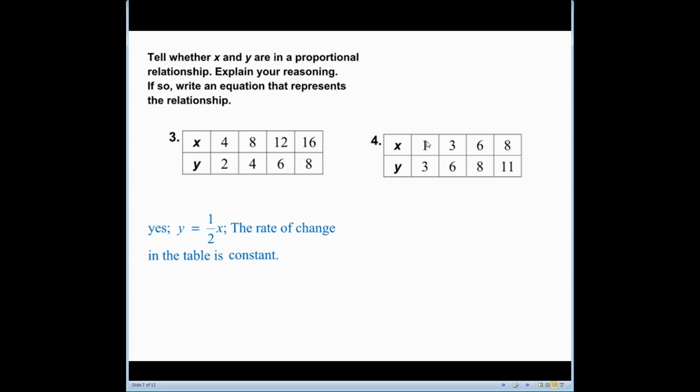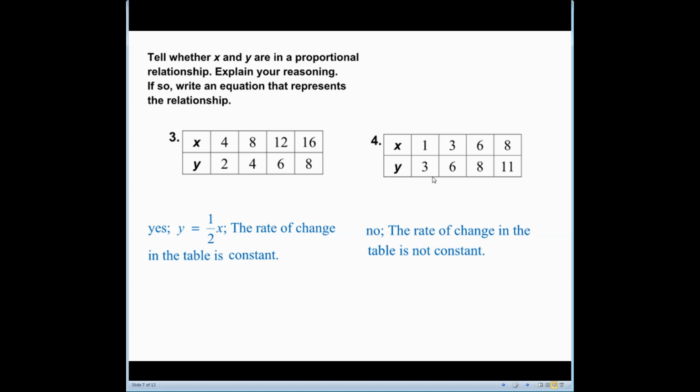Okay, to go from 1 to 3, I'd have to multiply x times 3. So maybe a formula is y equals 3x. Would that work? Well, I go to the next set of coordinates. To go from 3 to 6, I have to multiply by 2. Well, then I can stop right there. There is not a constant rate of change, right?